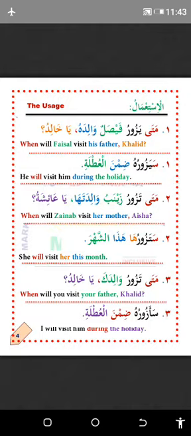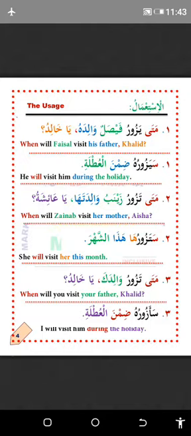ستزورها هذا الشهر. ستزورها. She will visit her. Remember, the sinun at the beginning of the verb indicates a future action. So it indicates something that is going to be done in the time to come, but not now. So it indicates a future action, future tense.